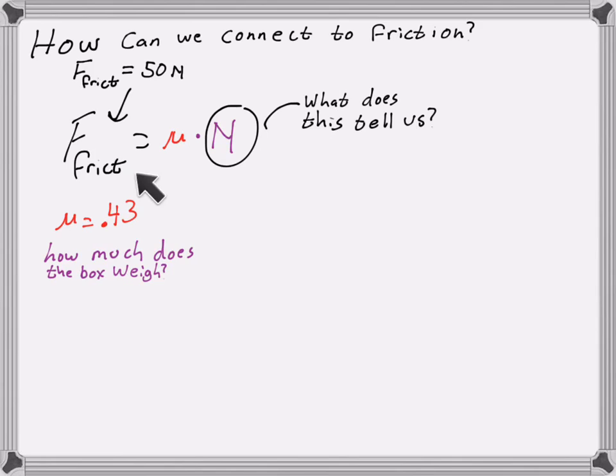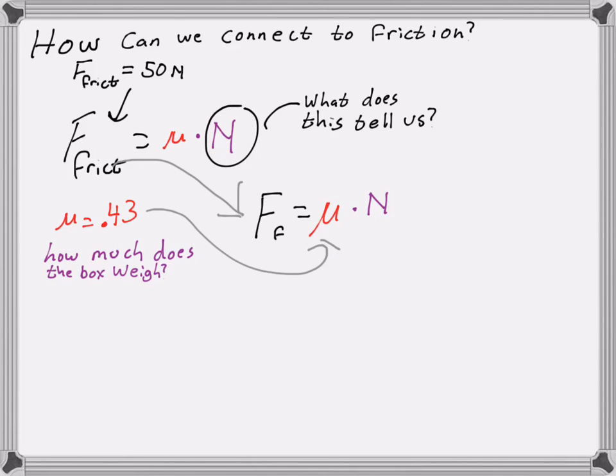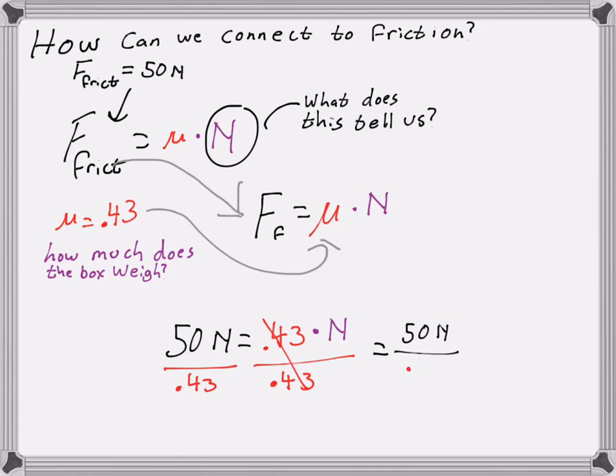I have two of these things in this equation. It's the same exact thing as we just did for F equals ma. So the force of friction is equal to mu times N, or normal force. Let's replace the force of friction and the coefficient of friction with the numbers we have. So 50 newtons is equal to 0.43 times normal force. Remember, no unit. Rearranging that, I divide by 0.43, and I have to do it to the other side too. Those cancel out, so I end up with 50 newtons divided by 0.43, which equals 116.28 newtons.